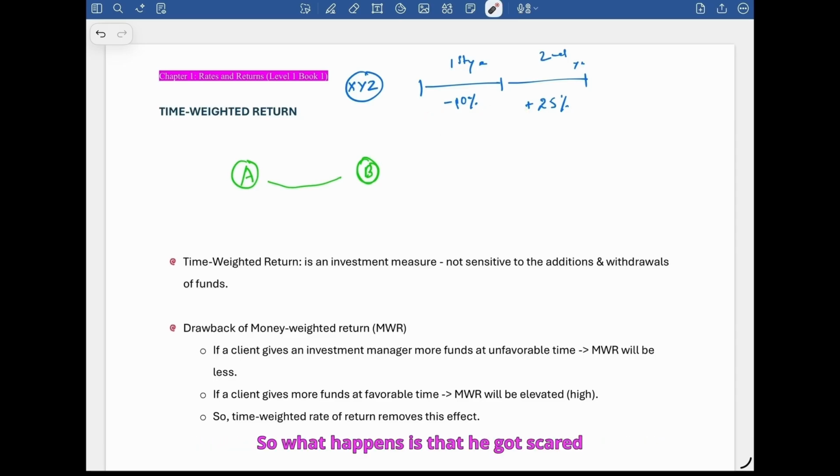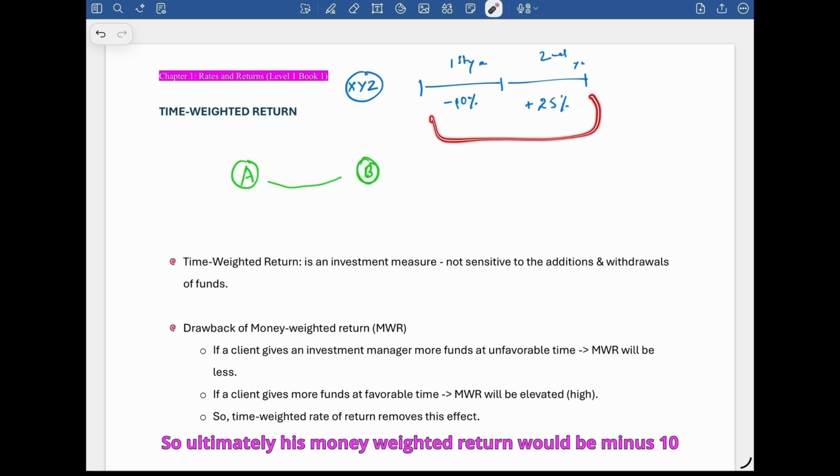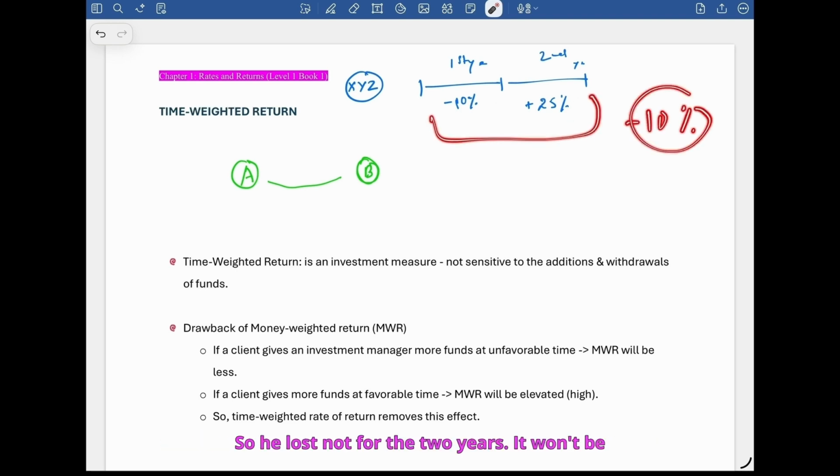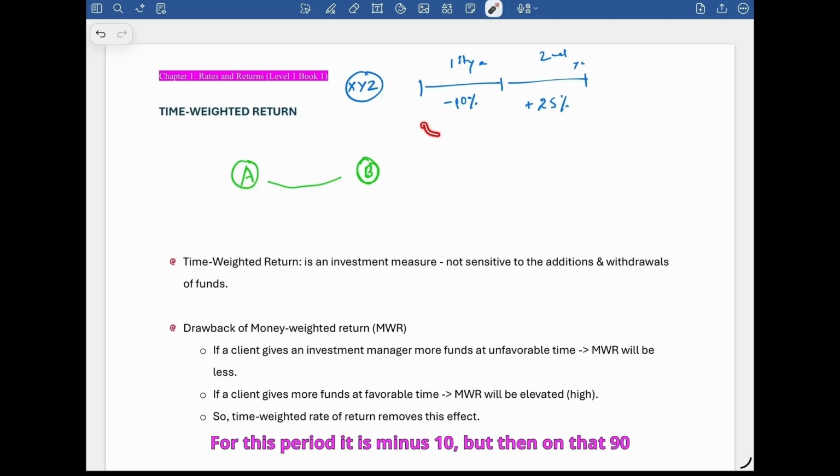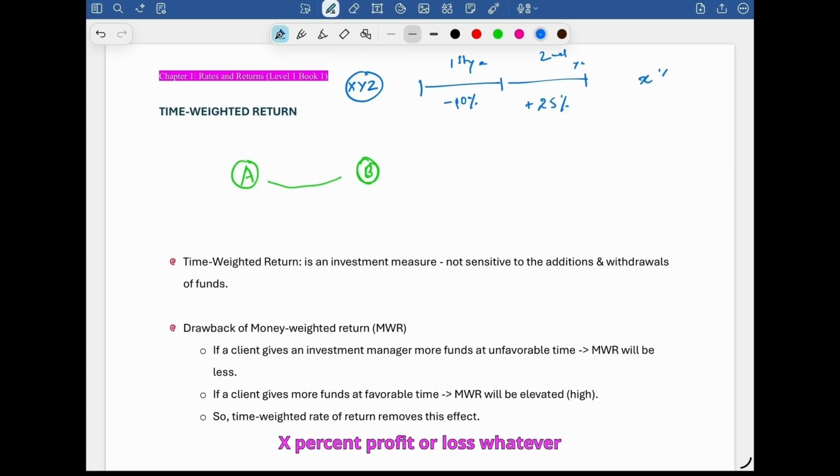So what happens is that he got scared and he did not invest anything more, right? So ultimately, his money weighted return would be -10. So he lost. For the 2 years, it won't be. For this period, it is -10, but then on that 90 remaining, he gained 25. So could be, say, it was X% profit or loss, whatever.